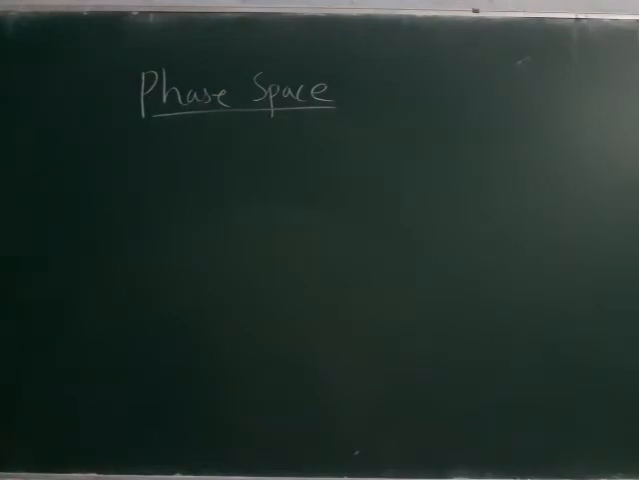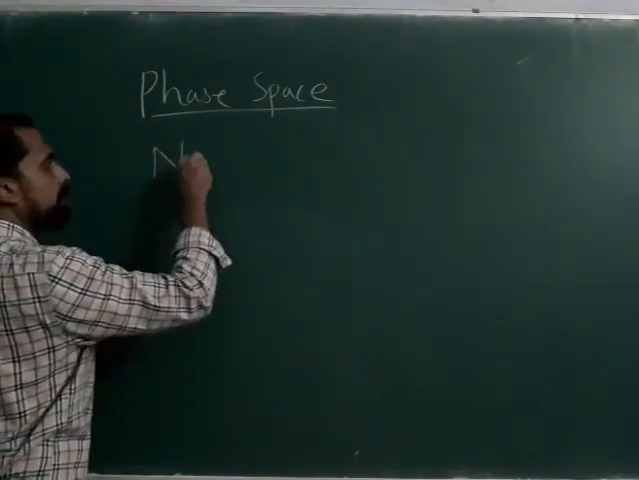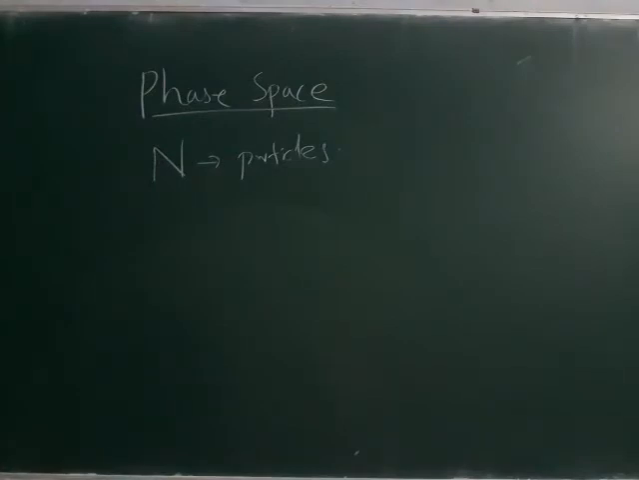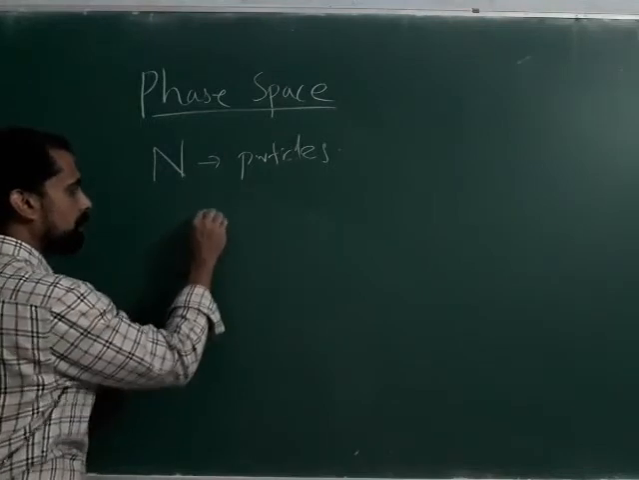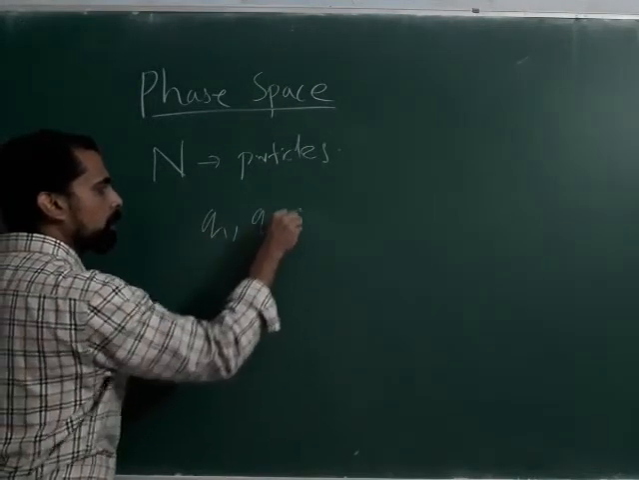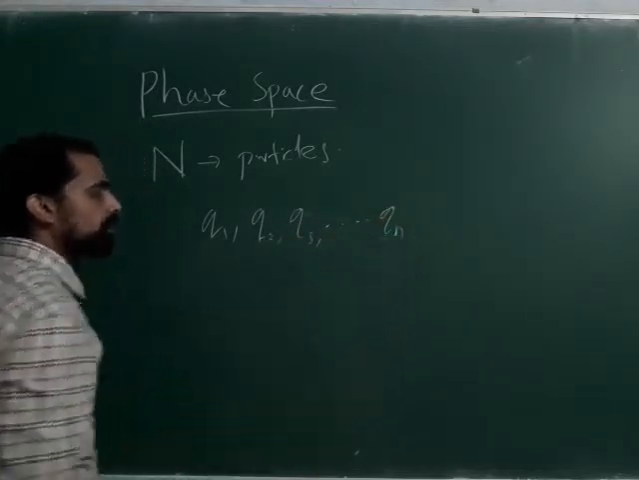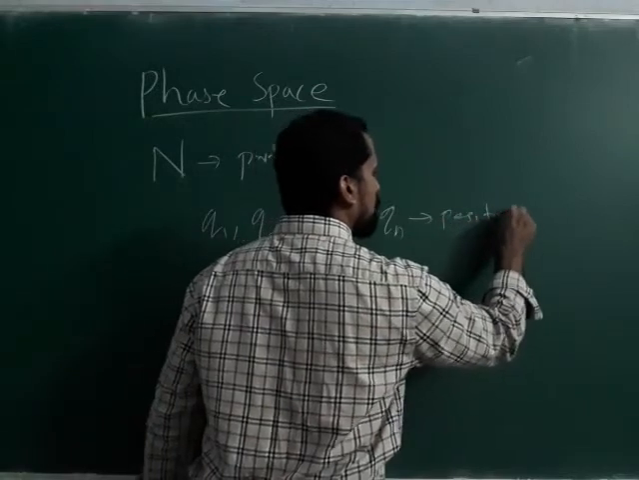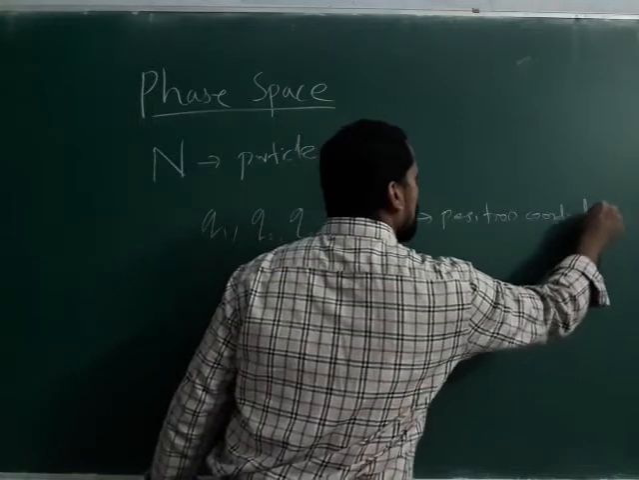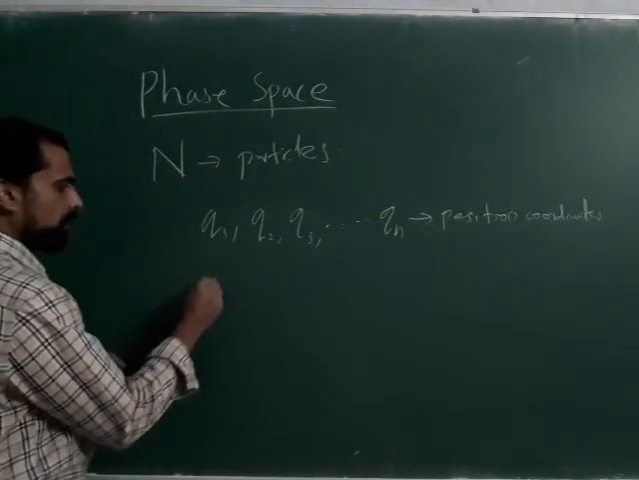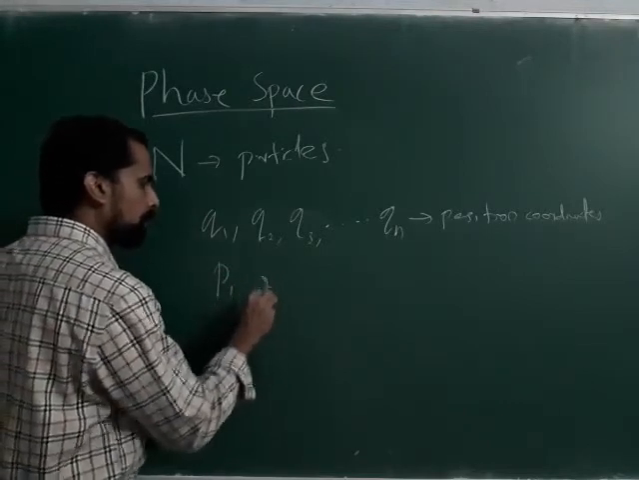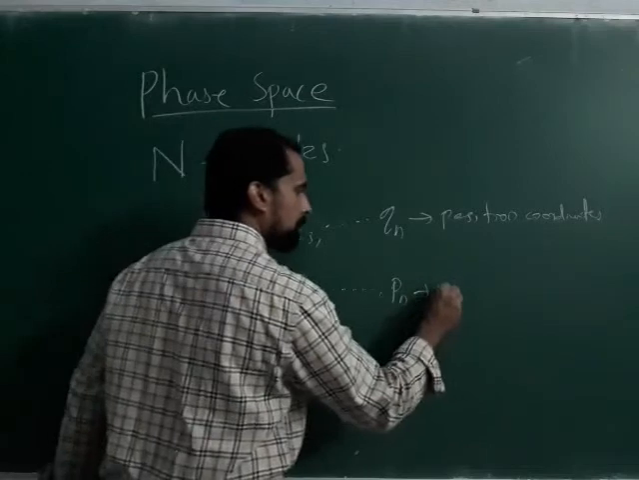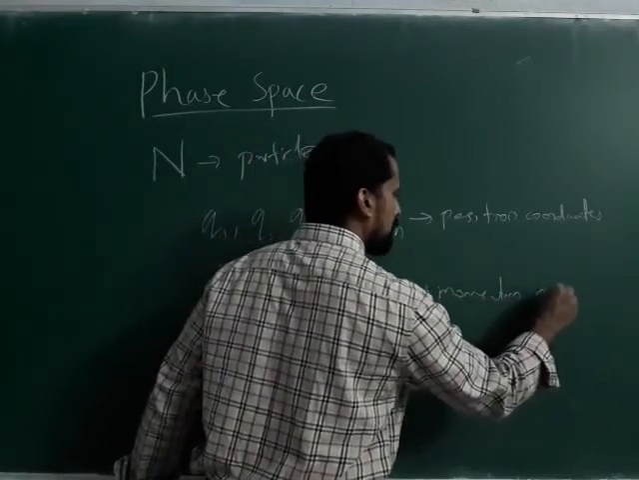So we will take the coordinates. That means if you have a system of n particles, then you will have Q1, Q2, Q3, etc. up to Qn, the position coordinates, and along with this you will have P1, P2, P3, etc. Pn, the momentum coordinates.